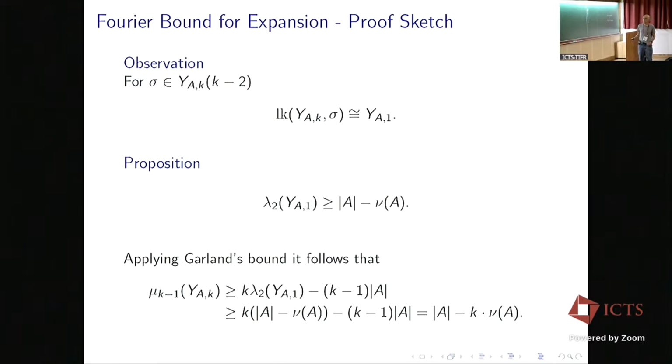once we have this, and we have this bound, then we are almost there. First, we know that the links of (k-2)-simplices are isomorphic to Cayley bipartite graphs. One can show that lambda_2 of the Cayley bipartite graph is at least a minus nu of A. Then you apply the Garland bound, and you get that mu_{k-1} of Y_{A,k} is at least k times lambda_2 of the graph minus (k-1)a. But because lambda_2 was at least a minus nu of A, we get that mu_{k-1} is at least a minus k times nu of A.